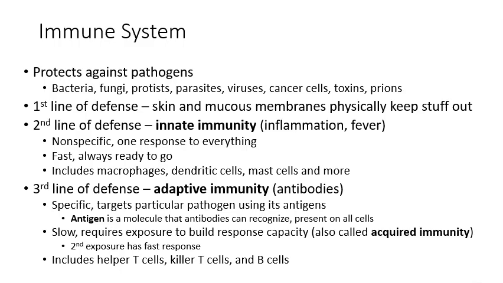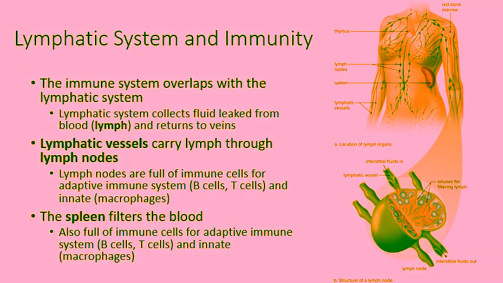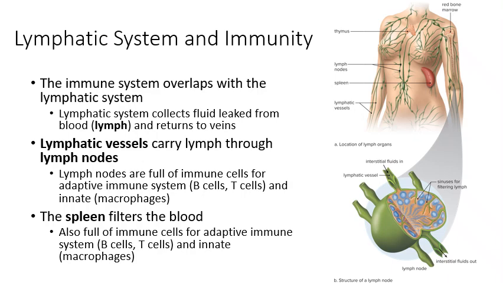The adaptive immune system is also able to remember pathogens that it has encountered in the past, or I should say, it remembers antigens that it has encountered in the past. So whenever you're gaining immunity to something, or if you have immunity to something, what that really means is the adaptive immune system knows it and recognizes it and remembers it. There's 3 cell types in the adaptive immune system, which are helper T cells, killer T cells, and B cells. The immune system overlaps extensively with the lymphatic system.